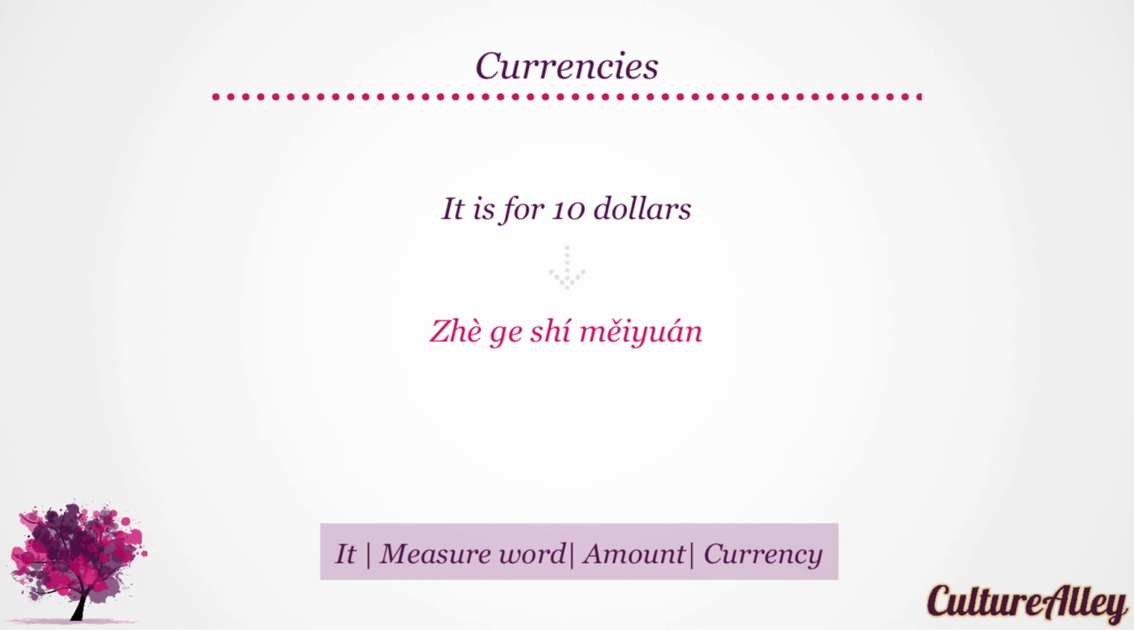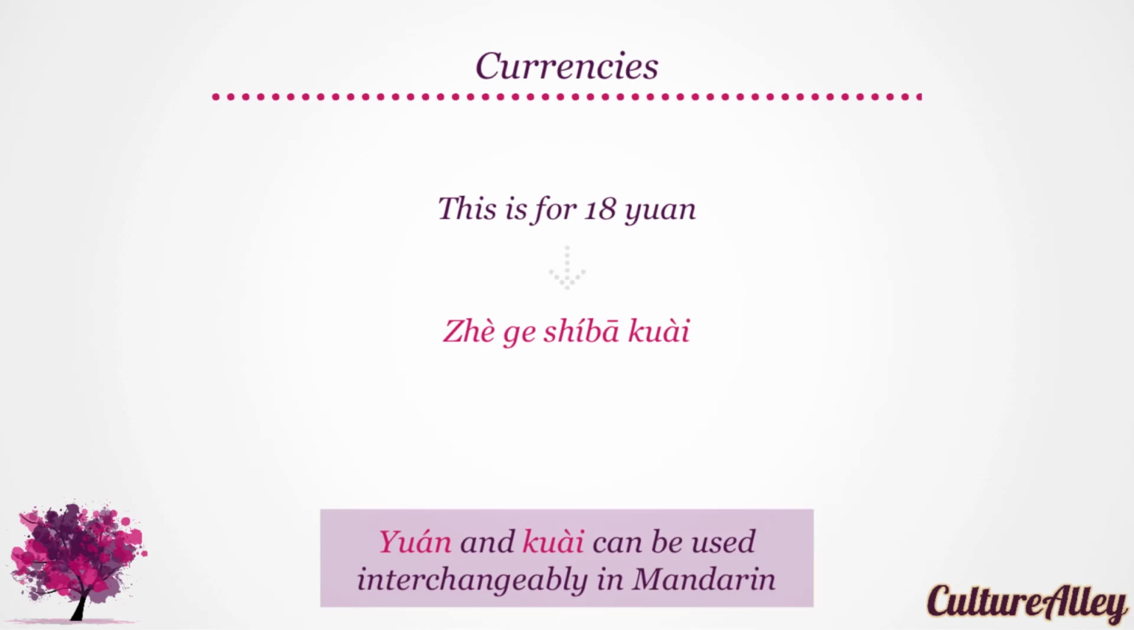Alright, let's proceed further. It is for $10 literally becomes 这个10美元 in Mandarin, which is translated in the order of it, measure word, amount, and then the currency. Let's see another one. This is for 18 yuan, translates as 这个18块. The reason we have used kuai instead of yuan is that both yuan and kuai can be used interchangeably in Mandarin.